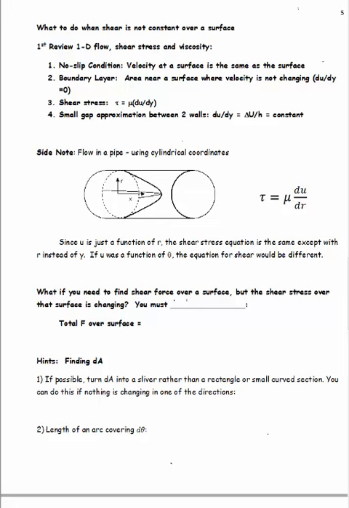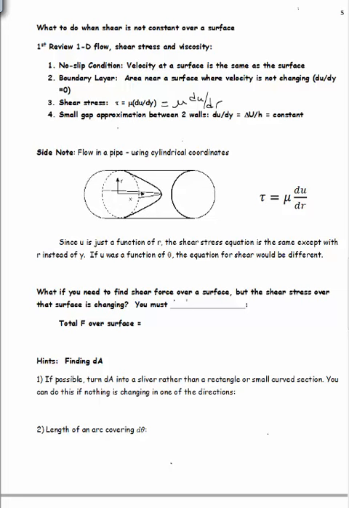The no slip condition: the velocity at the surface is the same as that of the surface. Hopefully you're starting to remember that. Boundary layer is the area near a surface where the velocity is not changing, or du dy is 0. And shear stress again is mu du dy, or if we have a cylindrical coordinate system with just velocity going in one direction, just changing in the r direction, we can also say mu du dr, which you would see down here as well. Cylindrical coordinates, say pipe flow, flow flowing in a pipe, where the velocity is only going in this direction and it's only changing with r.